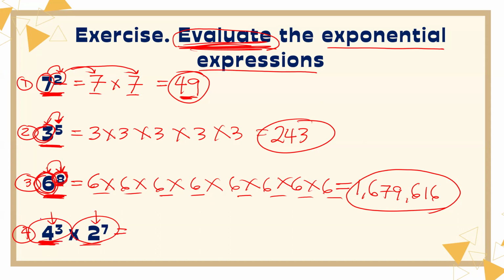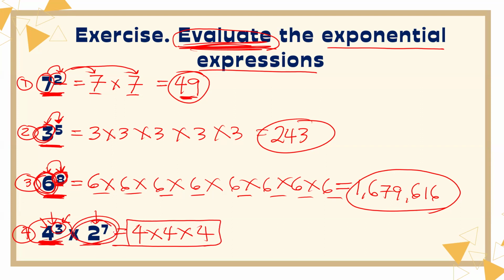Which one is the base here? Is it 4 or 3? Very good, 4. And how many 4s do we need to multiply? Very good, that's 3, because that's the exponent here. So that's 4 times 4 times 4. Okay, so this is the equivalent expression for this exponential expression.